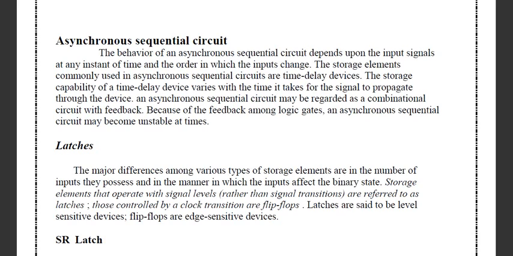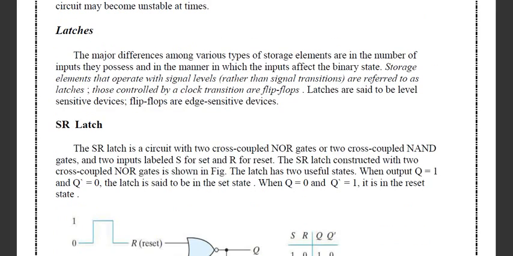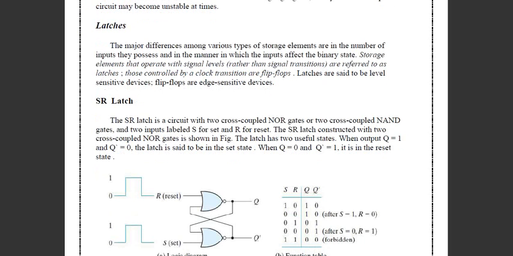An asynchronous circuit is the division of bits. That means in the synchronous section you have the continuous section, but in the asynchronous section it is sometimes broken into sections. That is why it is known as the asynchronous circuit. Here we have some description of latches, and in this latch section we have the SR latch. The major difference among the various types of storage elements is the number of inputs possible and the manner in which inputs affect the states. Latches are said to be level sensitive devices, like flip-flops are edge sensitive devices.